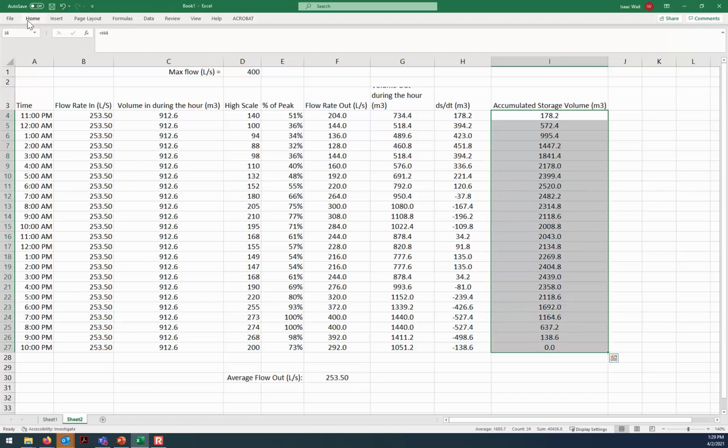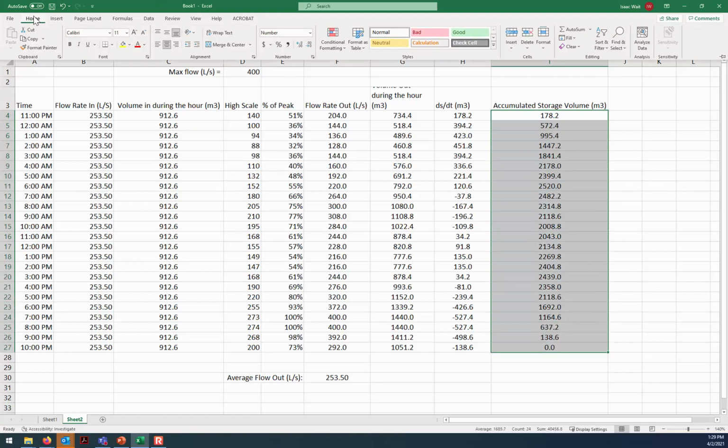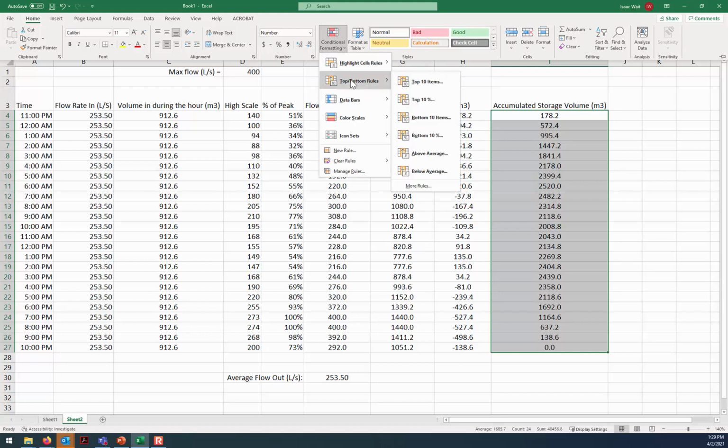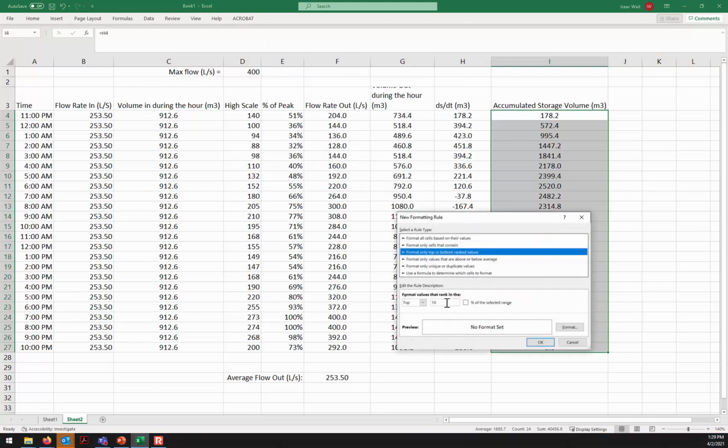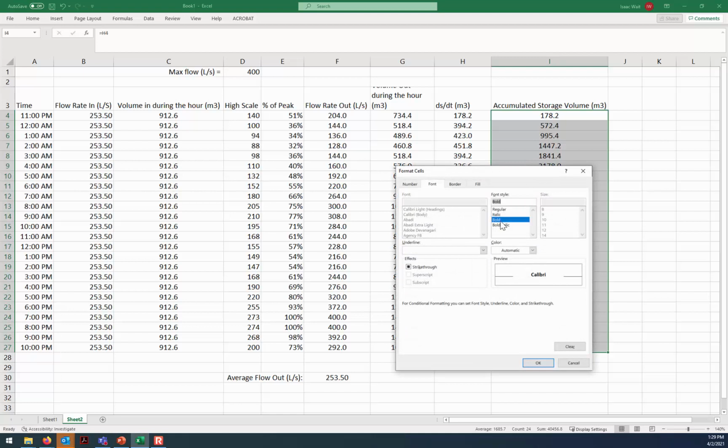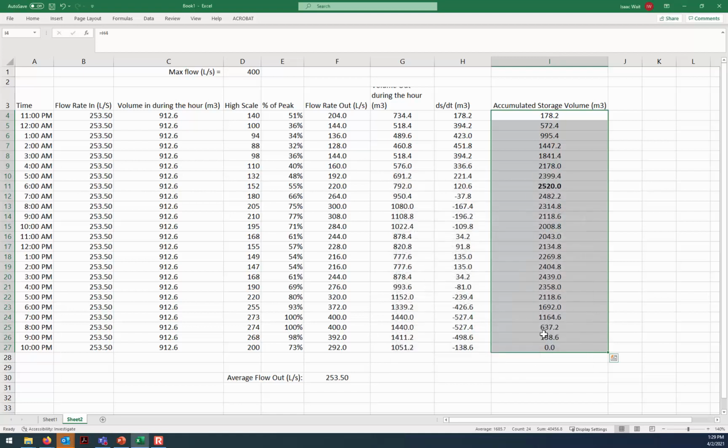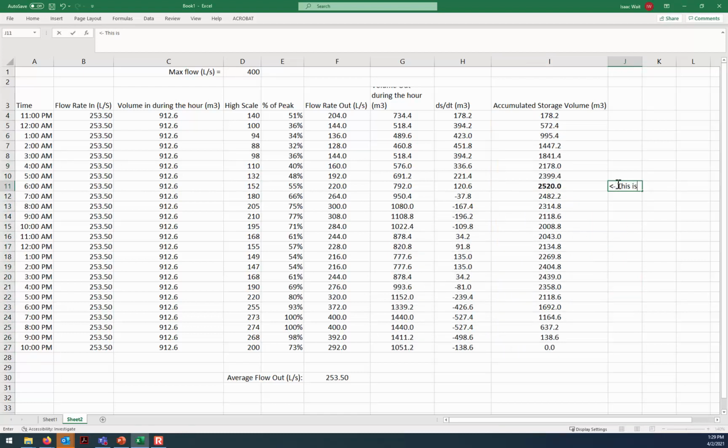So let's just do a conditional formatting here to draw attention to the largest of them. I'll do conditional formatting. I want to highlight the top one value by making it bold. Conditional formatting isn't the essence of this project, but it's this one. You could have just looked at it and seen. This is the maximum storage volume required.